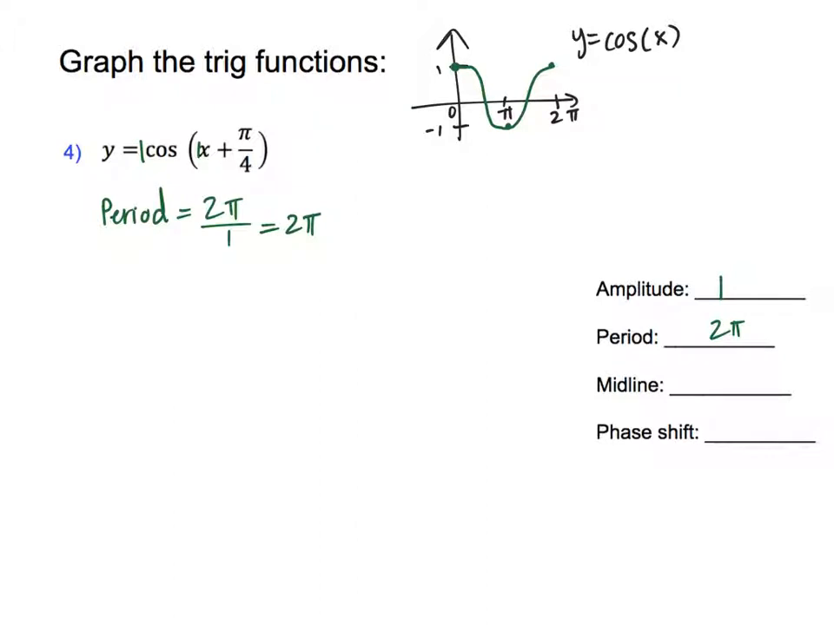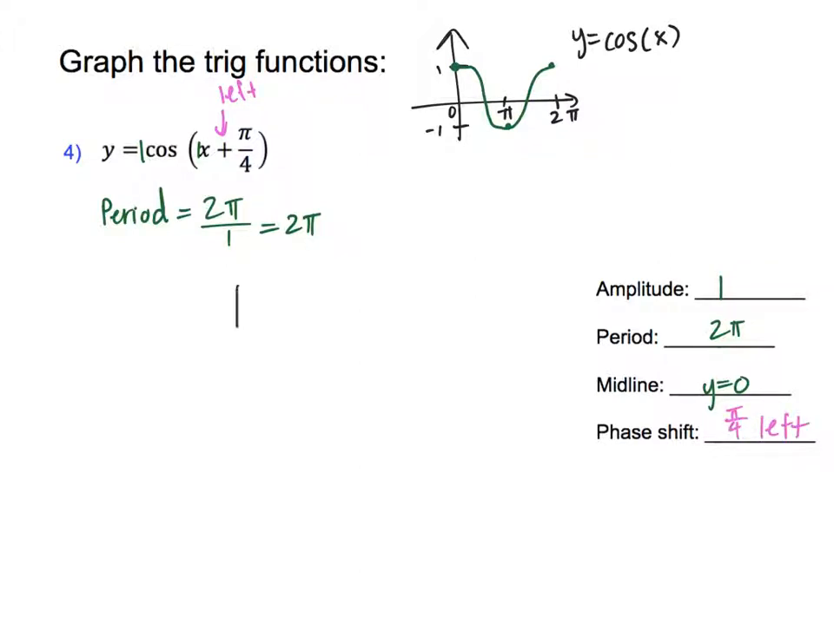There is no midline shift, there's no vertical shift here, so the midline is going to be at 0, y equals 0. And when you write the midline, you always have to write it with y equals 0, because it's saying what y value it's at, what y value it's been shifted to. The phase shift here looks like pi over 4, but this is a positive sign. So remember, positive means left. So this is going to be pi over 4 left.